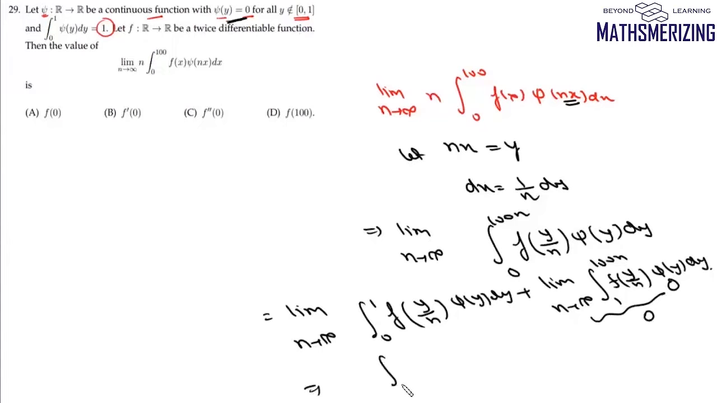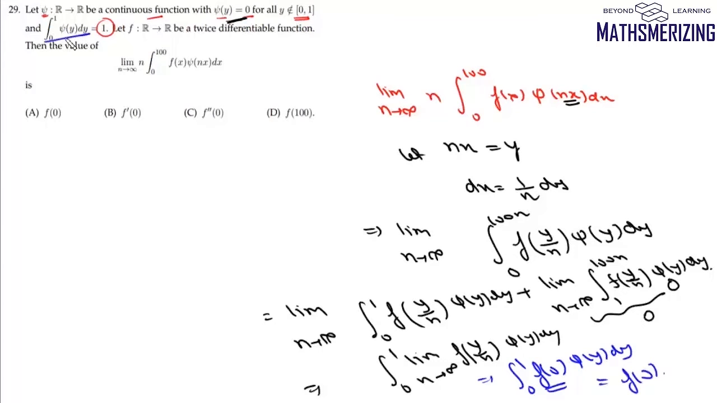Now we can write this limit as integral from 0 to 1 limit n tends to infinite f(y by n) and then psi(y) dy. Now when n tends to infinite, 1 upon n is 0. So it will be simply integral from 0 to 1 f(0) psi(y) dy. We can take this f(0) out, and then what is integral of psi(y) dy? It is nothing but 1. So answer to this limit is f(0), and that's your option number A.